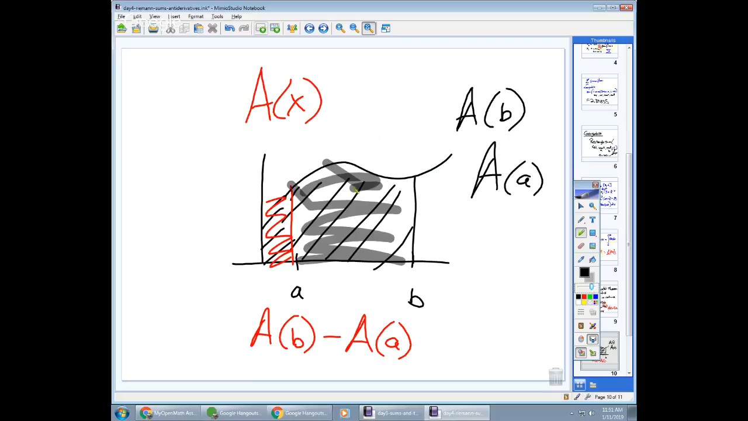So what that tells us is that if you take the integral from a to b of the function f of x, that is the boundary up here, then the answer is the antiderivative, which the area function happens to be, evaluated at the top point minus evaluated at the bottom point.